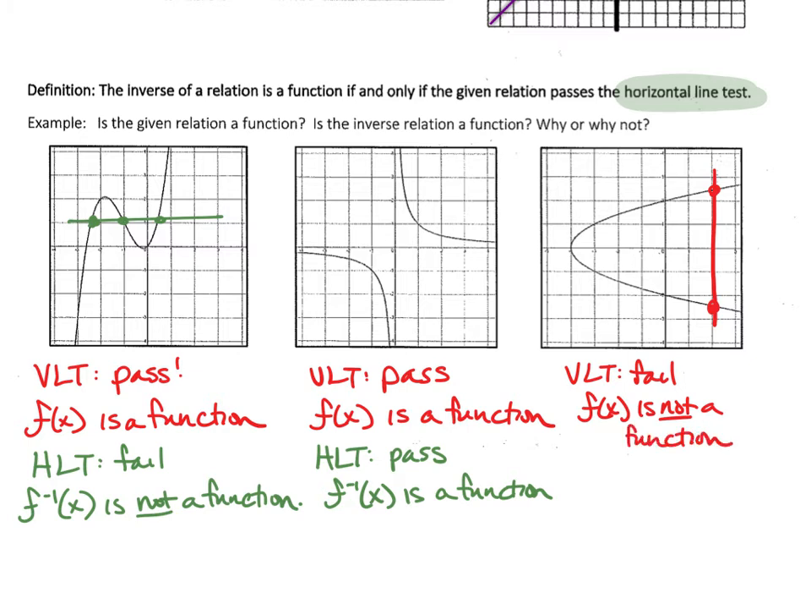However, if we checked that horizontal line test, it passes. There's not a single point where a horizontal line is going to cross that graph more than once. So it passes, which means that the inverse of f is a function. Pretty cool.